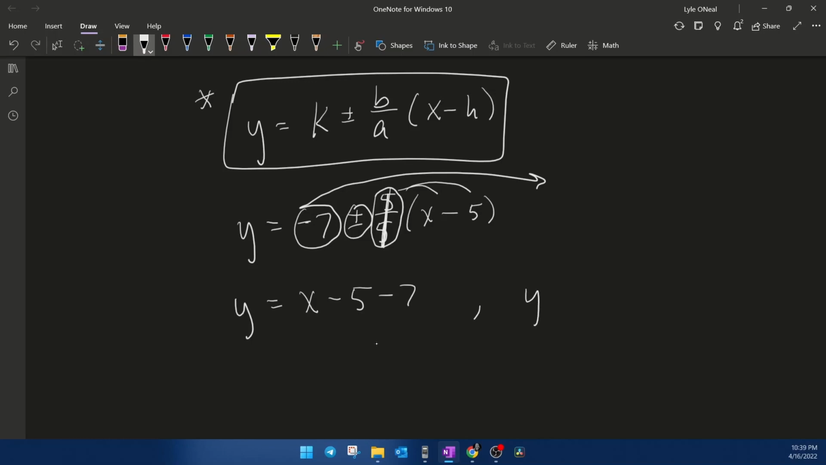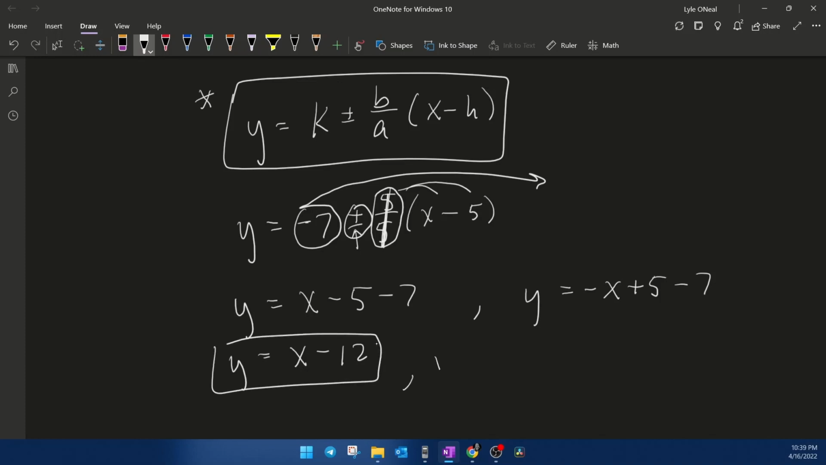And then the other equation would be y equals, and now we're going to do the negative 1 times x, which is negative x. Negative 1 times negative 5 is 5. And don't forget the minus 7, giving us y equals x minus 12. And y equals negative x minus 2. Those would be our two separate asymptotes.